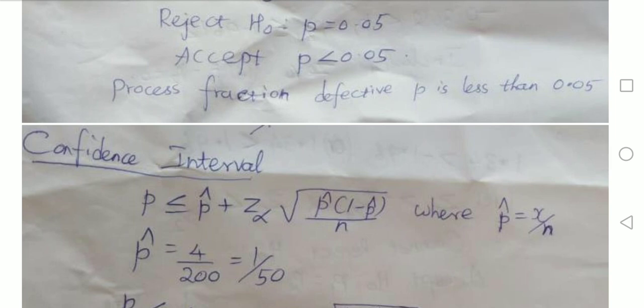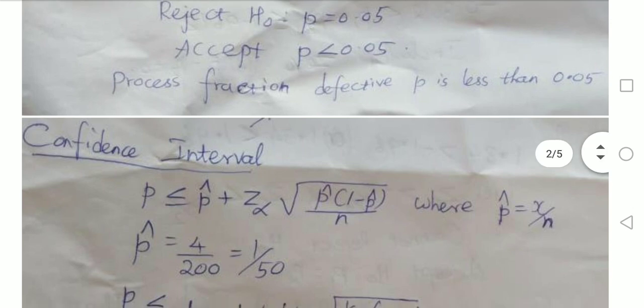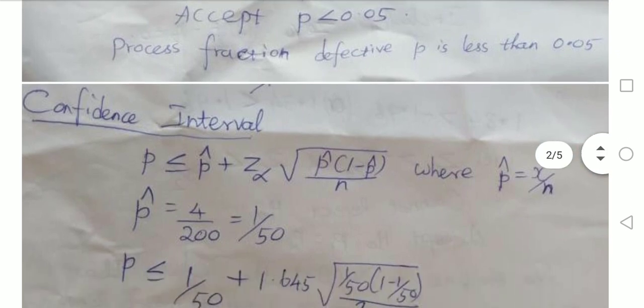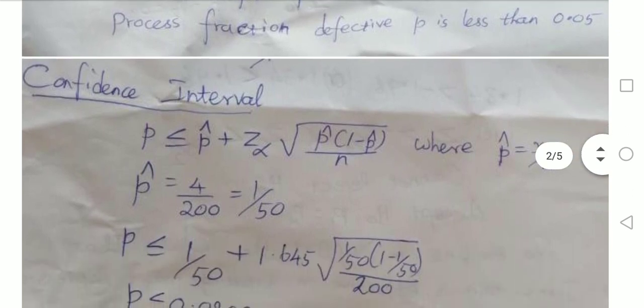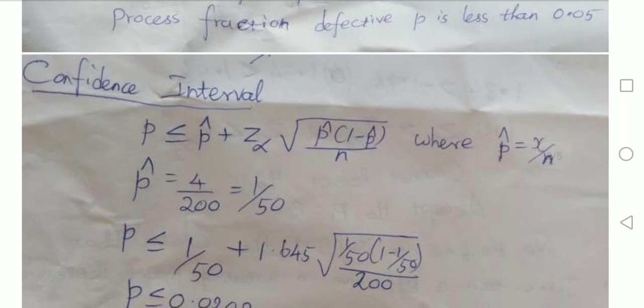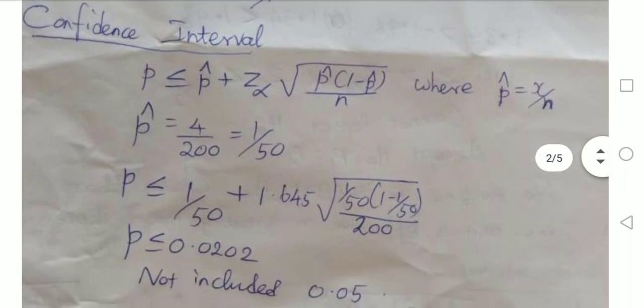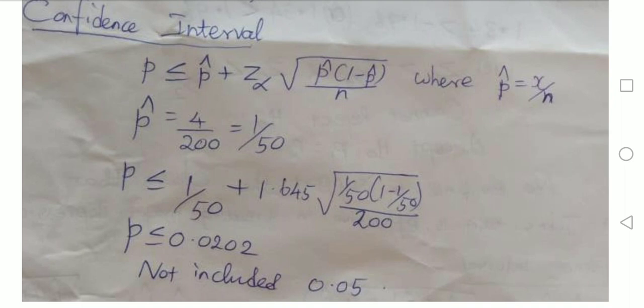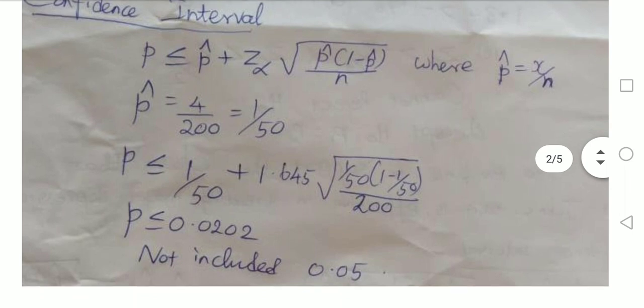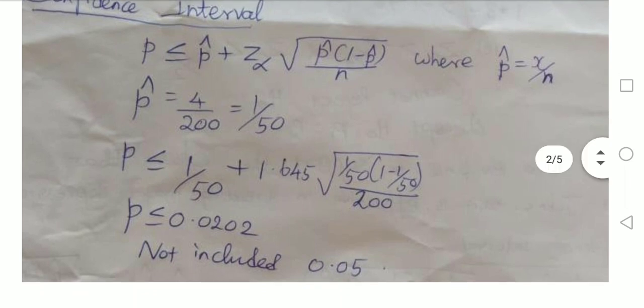Before substituting, first we need to compute the p cap value. Here p cap, we already know the estimated proportion value, x by n. So 4 by 200 or 1 by 50, and alpha we already have 0.05, and n is 200. If you substitute those values, p is less than or equal to 0.02. So this does not include 0.05. Only values below 0.02 do not include 0.05. So our conclusion is correct.